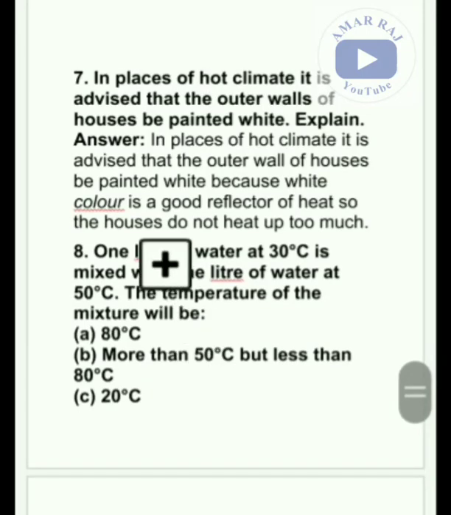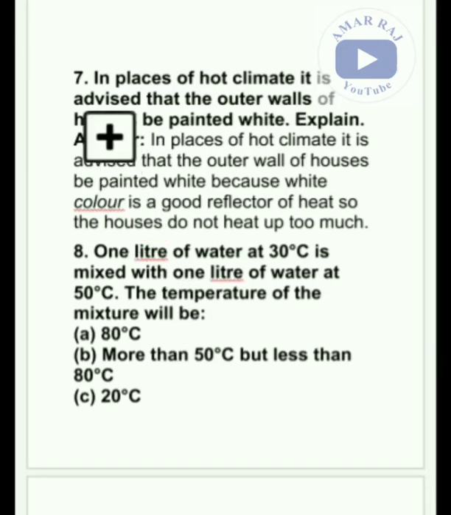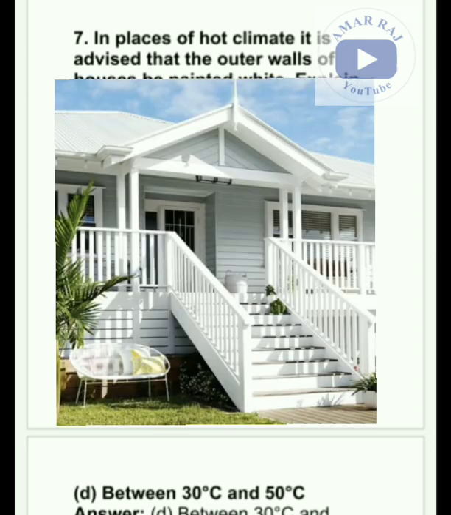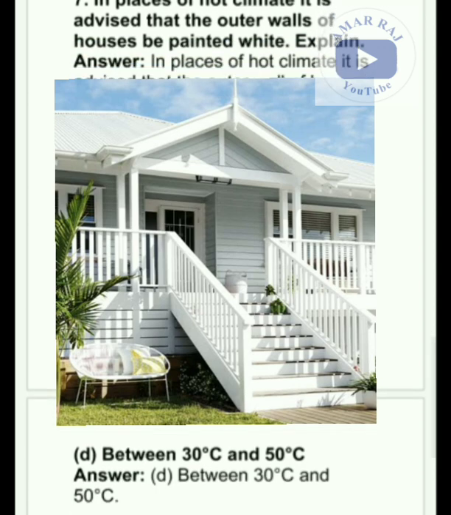Question number 7 is: in places of hot climate, it is advised that the outer walls of houses be painted white. Explain. Means, why in places of hot climate are houses painted white? Obviously, the white color is a good reflector of heat.